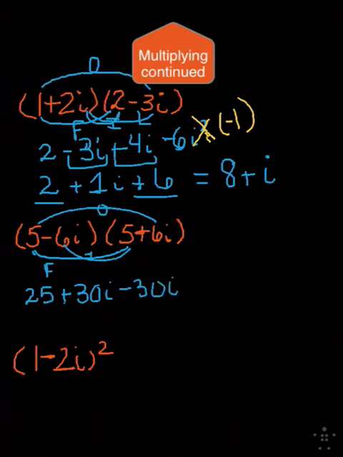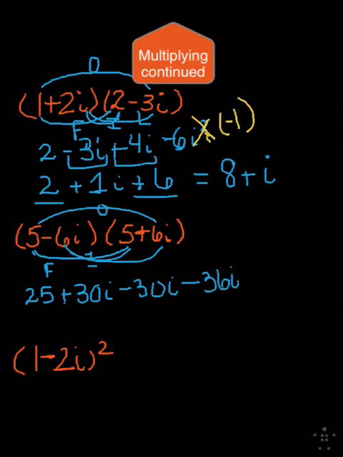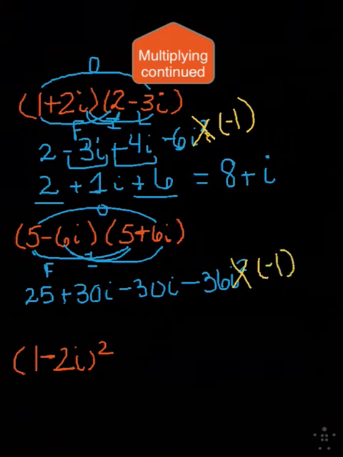And last is negative 6i times positive 6i. So that's negative 36i squared. All right, once again, i squared equals negative 1. So this is going to get replaced with negative 1. And we're multiplying it by negative 1. So negative 36 times negative 1.